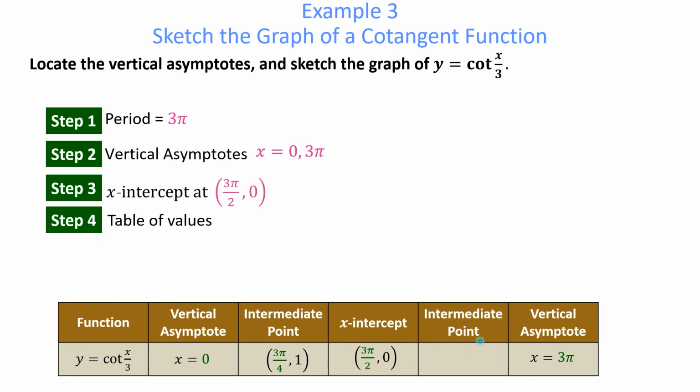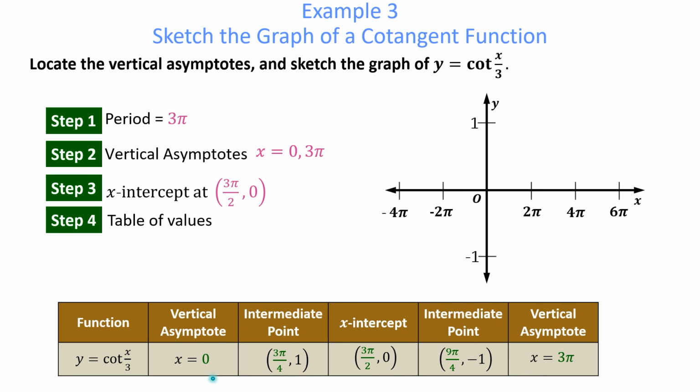And again, we'll do something similar for this intermediate point. We'll add the x value 3 pi over 2 to 3 pi over here, and then we divide it by 2 to give us the following: 9 pi over 4. We substitute this x value into this equation over here, and we'll get y equals minus 1. So with our completed table of values, we can now make our graph.